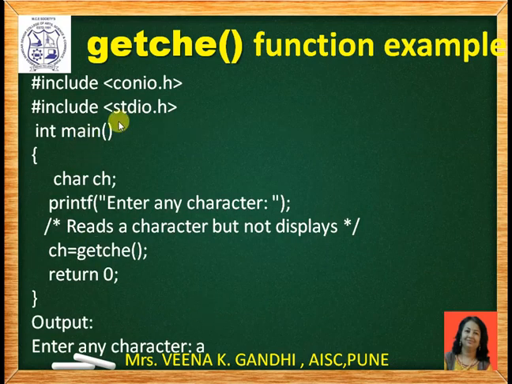Now an example on this. You must include the conio.h file. Then in the main function define the character ch, printf enter any character. Then you can read that character by using the getche function and return 0 to main. Now in the output, if you run this program on the Turbo C compiler, you will see enter any character, and this character will echo on the screen.